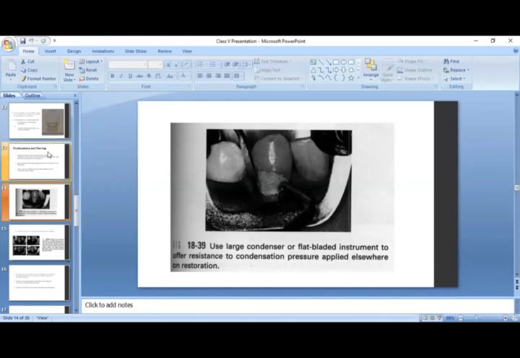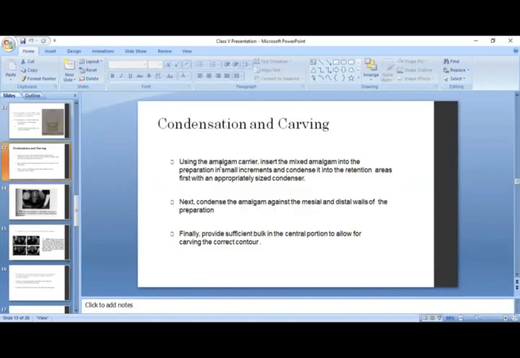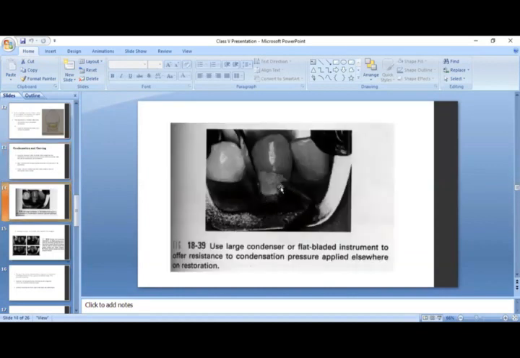Right? So if we summarize, first we need to use the amalgam carrier, sorry, in order to pick the restorative material from the pot, right? And then we use an appropriately sized condenser. This is basically the condenser, right? We condense the material into that area which we previously designed, and after the amalgam is set, we remove all of the excess in order to finish the restoration, right?